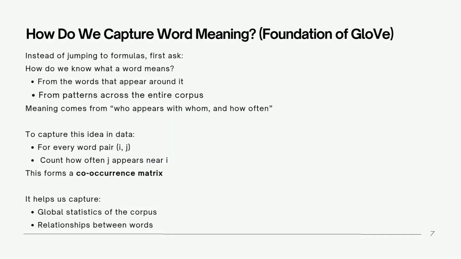Now let's build this intuition more concretely. If we want to capture meaning, we can count how often pairs of words appear together. For every pair of words, say word I and word J, we count how often J appears near I. This gives us a co-occurrence matrix. This matrix is extremely powerful because it captures global relationships in the data. It tells us not just whether words are related, but how strongly they are related based on frequency.